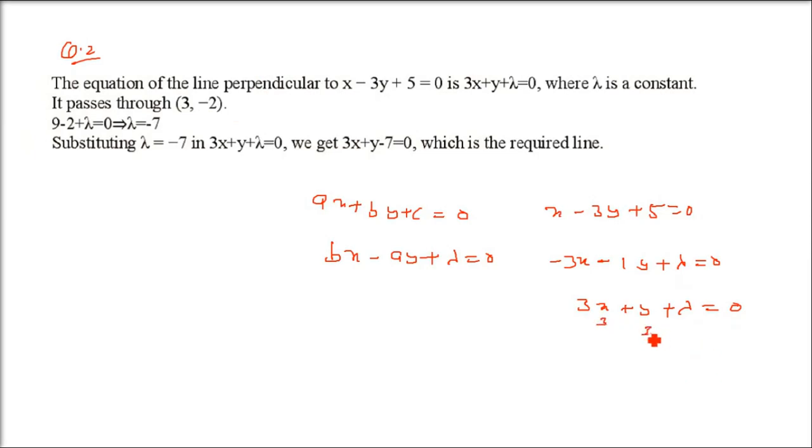And since it is passing through x equals 3, y equals minus 2, put it here. So you get 9 minus 2 plus lambda equals 0. This is 7 plus lambda, so lambda becomes minus 7. Now you put it here, 3x plus y minus 7 equals 0.